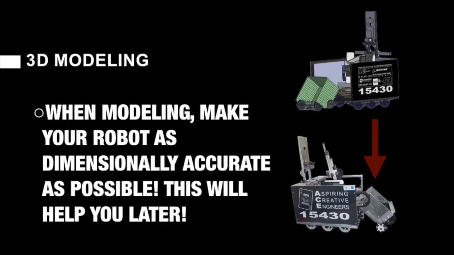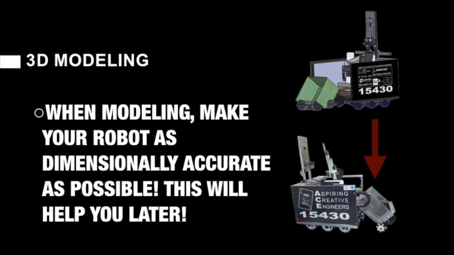Now let's talk about 3D modeling. 3D modeling is just as it sounds. When modeling, make your robot as dimensionally accurate as possible. This will help you later. If you look in the top right-hand corner of the screen, you will see our 2019 Rover Ruckus robot, Commander Spade, that you've seen before, as a CAD model.